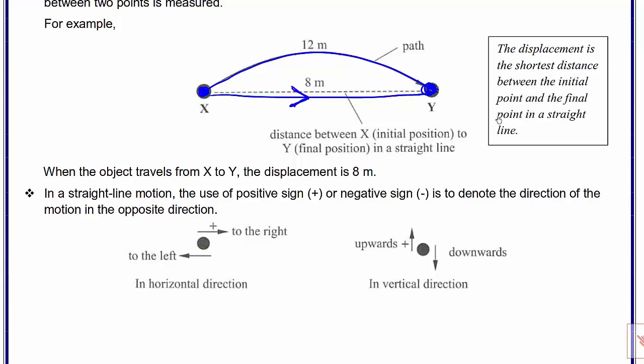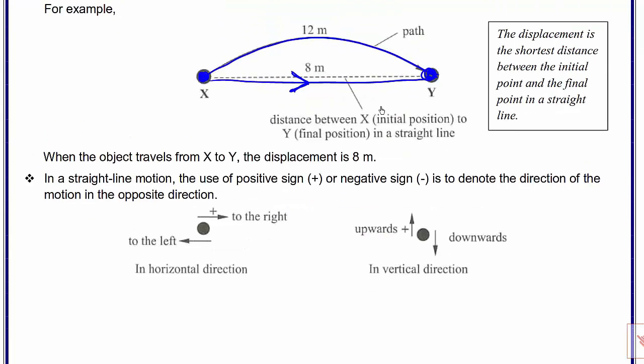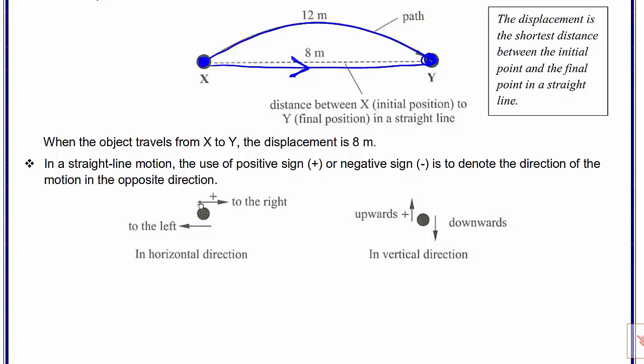Since it has direction, if I assume to the right as positive, then to the left it will be negative. If we treat outward as positive, then downward will be negative. If we treat this direction as positive, then this direction is negative. It's just opposite direction, they have opposite sign. Displacement is a vector. It has positive, negative, and 0.